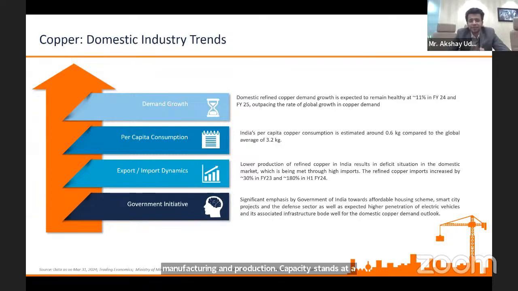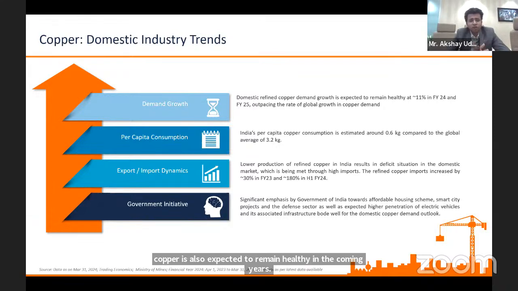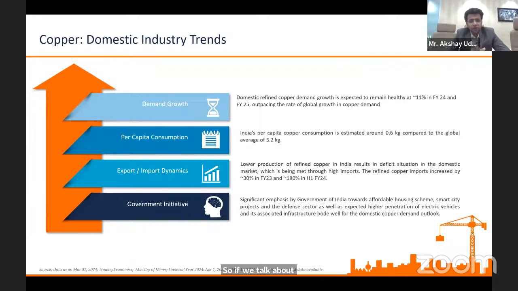But again, there has been more emphasis by the government, and it's going to be a good initiative. The demand for copper is going to come through smart cities and the defense sectors, and as other sectors like EVs and infra grow, the demand for copper is also expected to remain healthy in the coming years. Copper is widely used in electrical products, and the Indian government has launched many policies to meet the copper demand in India.